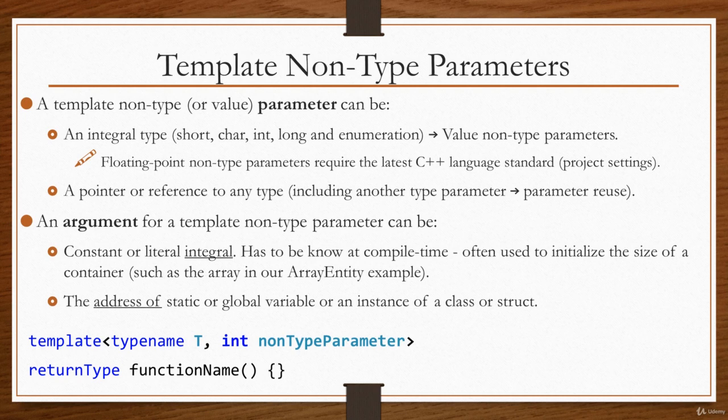An argument for a template non-type parameter can be any one of these things: a constant or literal integral. Basically this has to be known at compile time because it is often used to initialize the size of a container, such as the array in our array entity example. It can also be the address of a static or global variable, or an instance of a class or a struct.